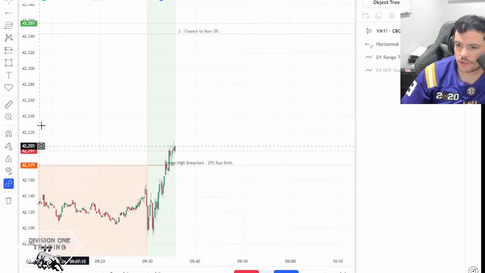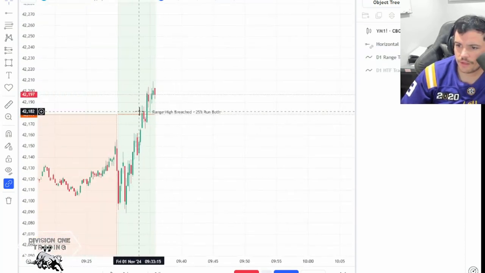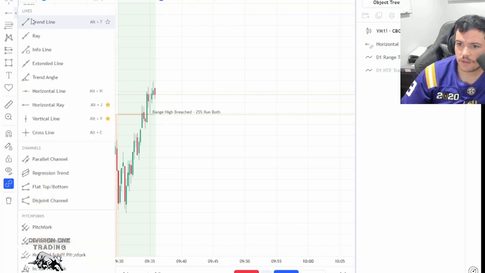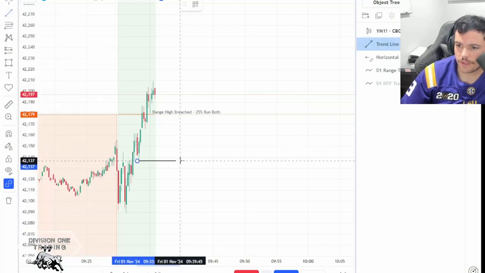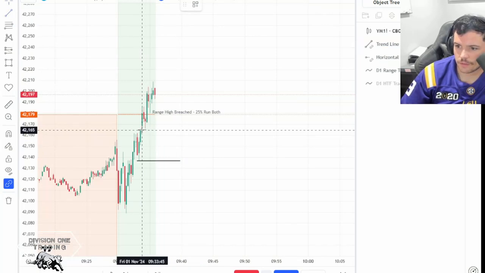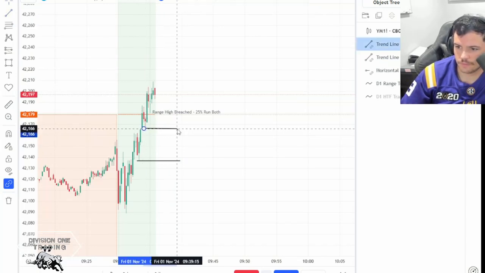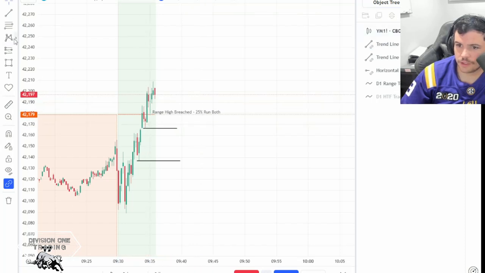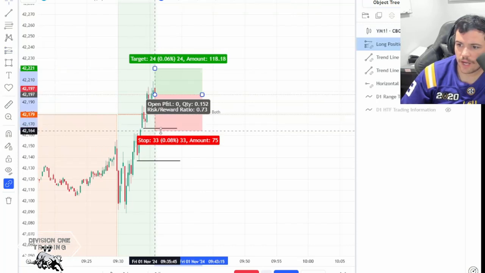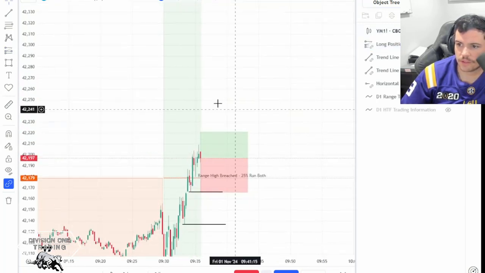So we want to see this structure, which has now breached here. We don't want to see it break structure in the opposite direction. So right here, even. And look, we just traded to a fair value gap there. So we'd want to be getting long in here. Say you got long there. I would want to put my stop somewhere there, at least for the first setup.